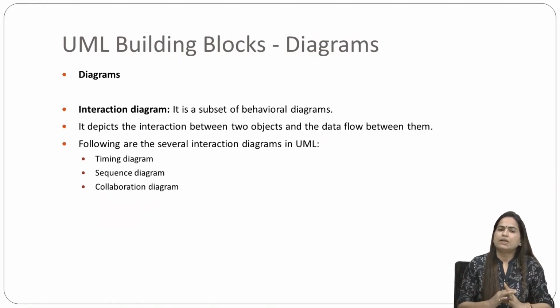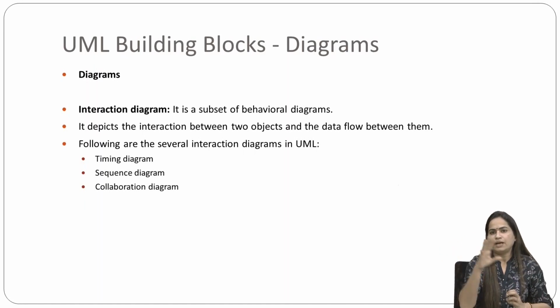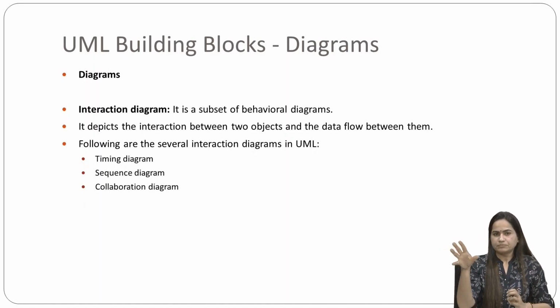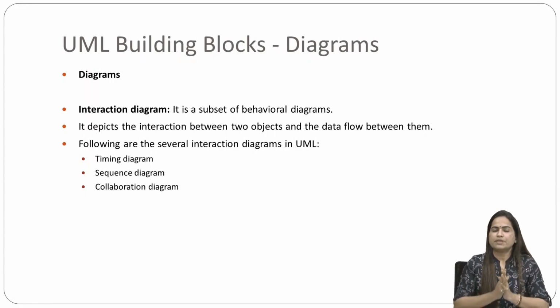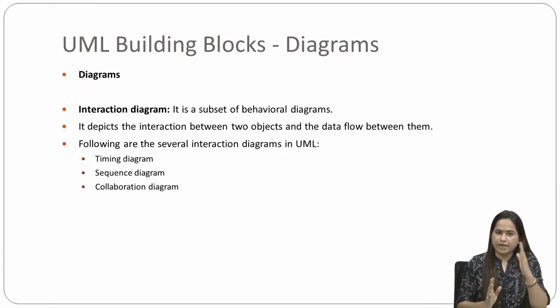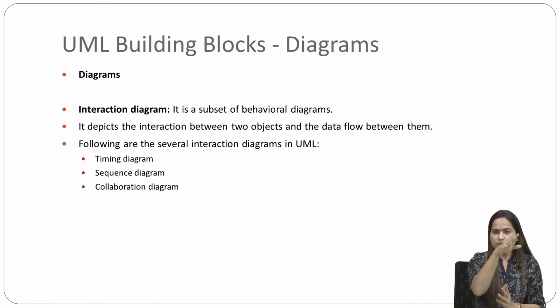Then after that we have the interaction diagram. It is a subset of behavioral diagrams. It depicts the interaction between two objects and the data flow between them. Some examples of interaction diagrams are timing diagram, sequence diagram and collaboration diagram. These types of diagrams show you how your system will behave and how it will interact at one particular point of time.